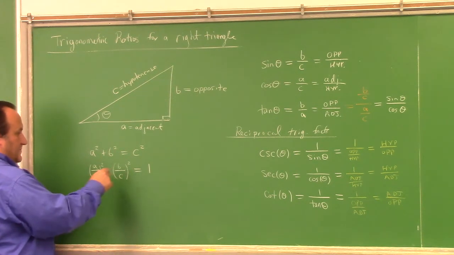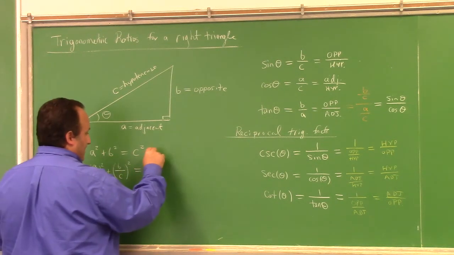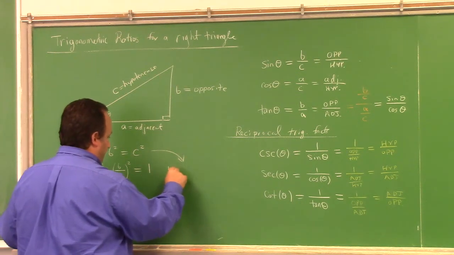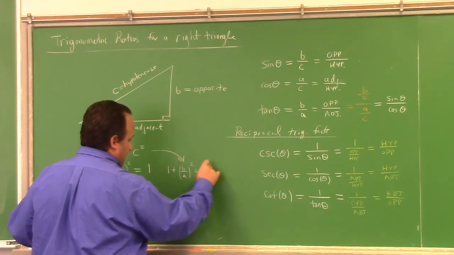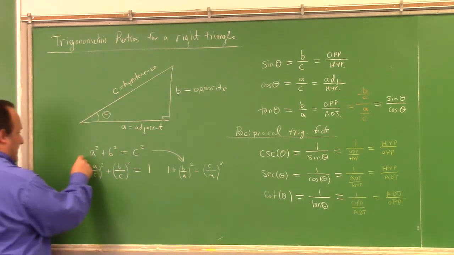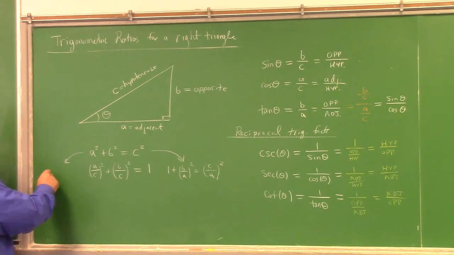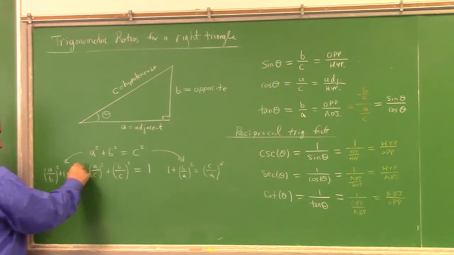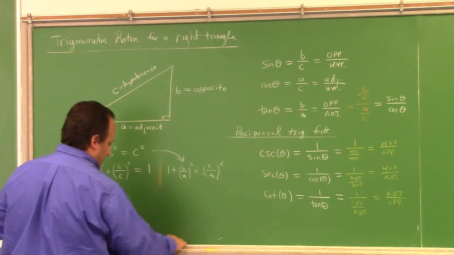So what else could I do? I could likewise divide it by what? What if I divide by a squared? What do I get? I get that, right? What's the other thing I could do? Divide by b squared, right? That would give me a over b squared plus 1 equals c over b squared. Now, tilt your head and squint there and see if you can tell me, well, I'll do the easy one.